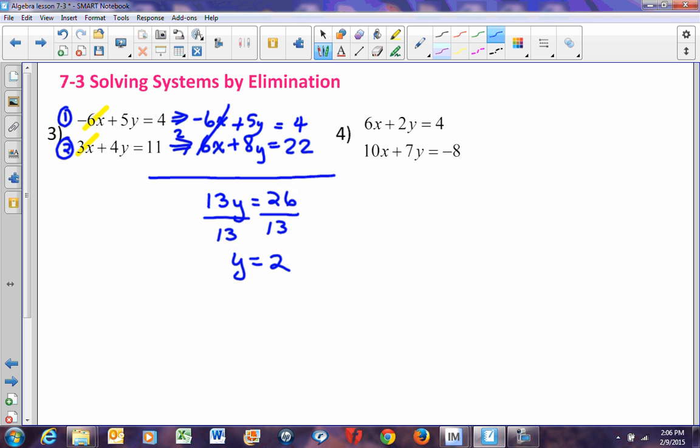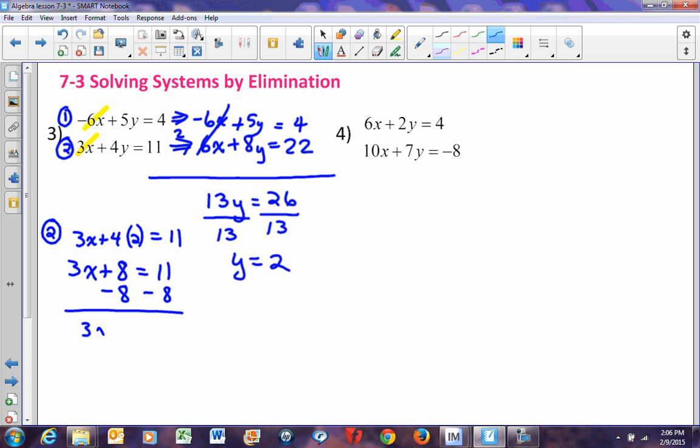So now I can solve for x in either equation 1 or equation 2. I'm going to put it in equation 2. So I have 3x plus 4 times y equals 11. 3x plus 8 equals 11. Subtract 8 from both sides. So 3x equals 3. Divide by 3. X equals 1. So my solution to this system is 1, 2.